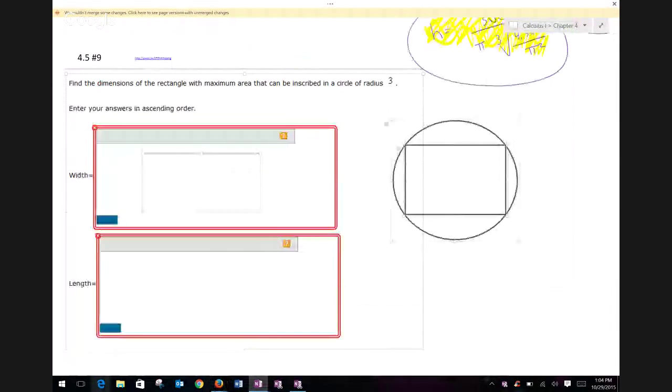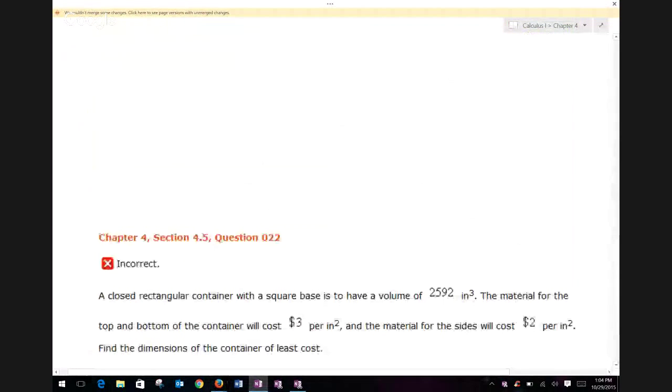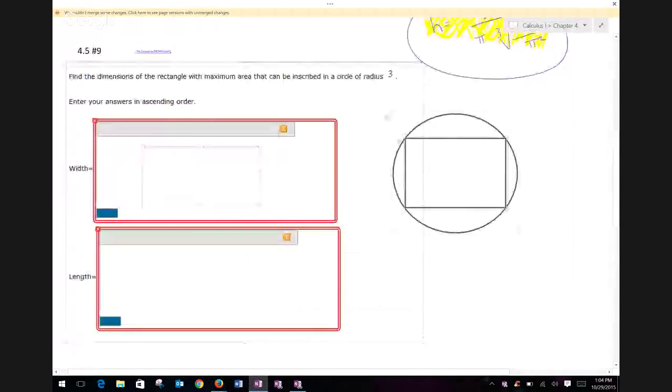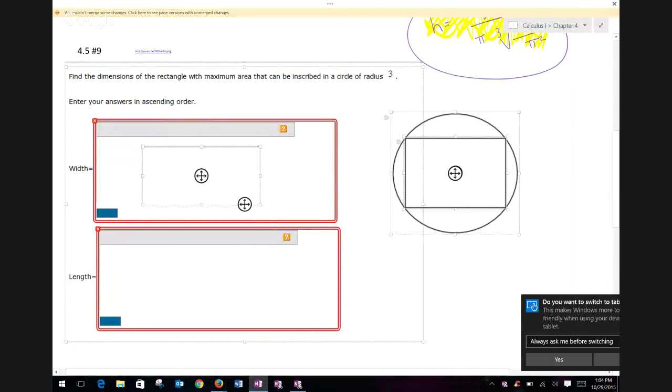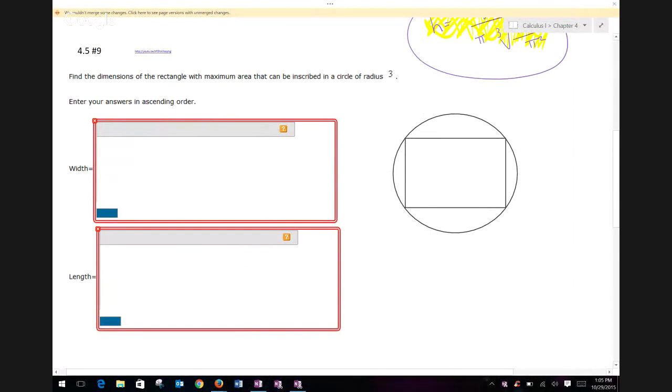The purpose of this video is to go over number 9 and number 22 on 4.5. These are some of my favorite types of problems because they're the application problems. They actually give meaning to a lot of stuff that we're doing. So we're wanting to find the maximum area that can be inscribed in a circle of radius 3.